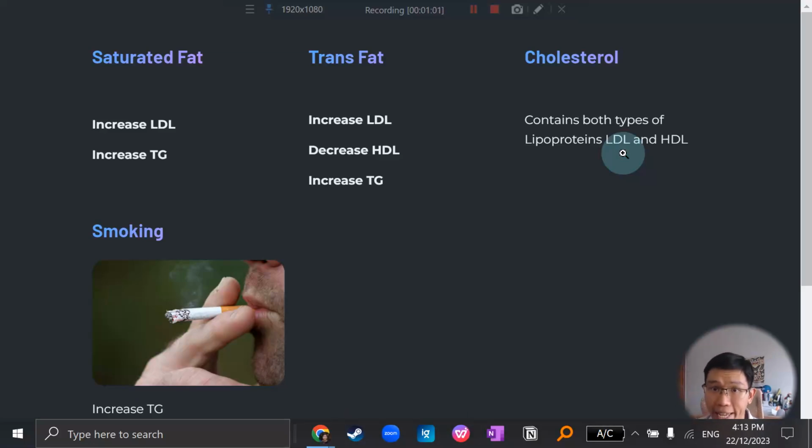In our diet, there are three main kinds of fat. Saturated fat can increase the bad cholesterol and increase TG. Trans fat increases LDL, decreases the good cholesterol HDL, and also increases TG. Whereas cholesterol contains both types of LDL and HDL.